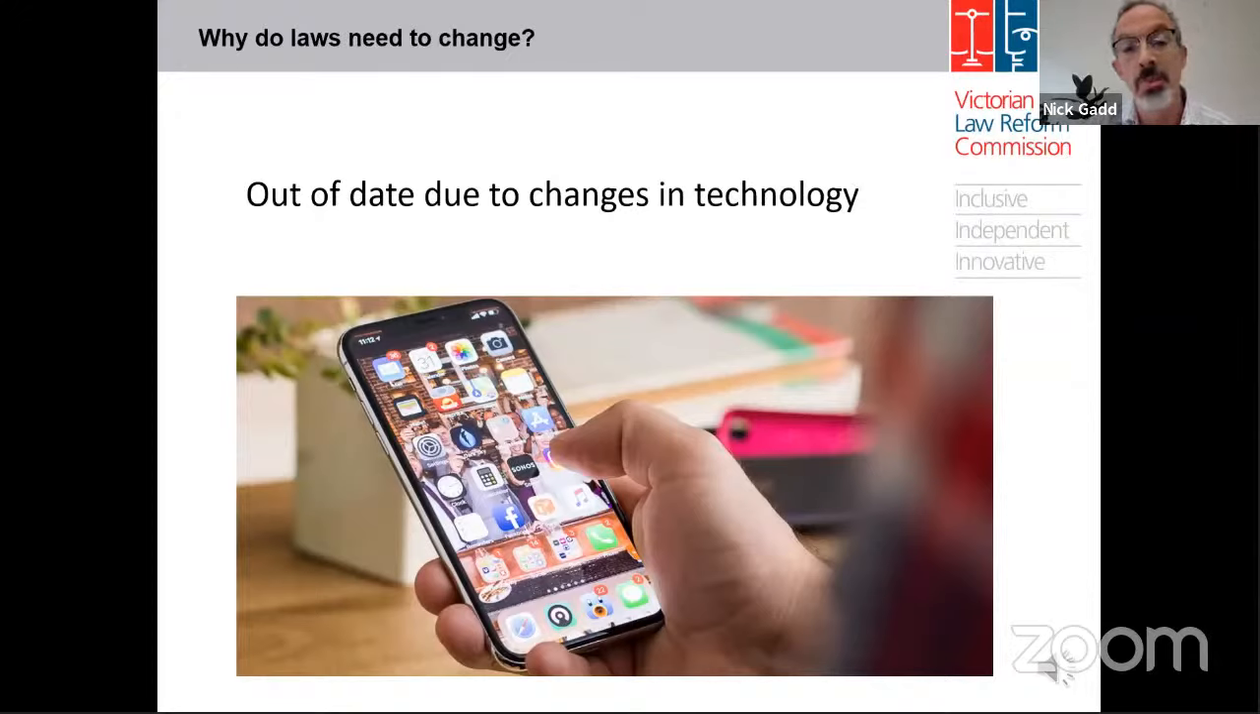These days, of course, people can very easily commit contempt of court simply by using Twitter or Facebook or sharing things that they shouldn't. And so how should the law deal with that? That was something that we looked at in our contempt of court inquiry.